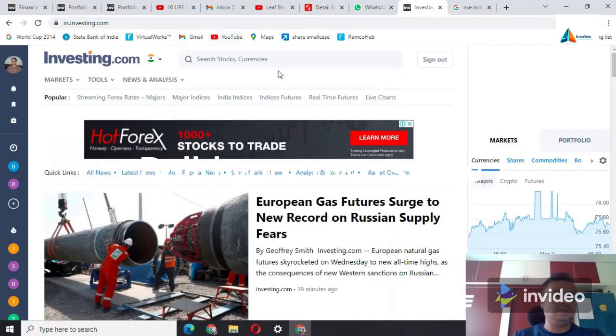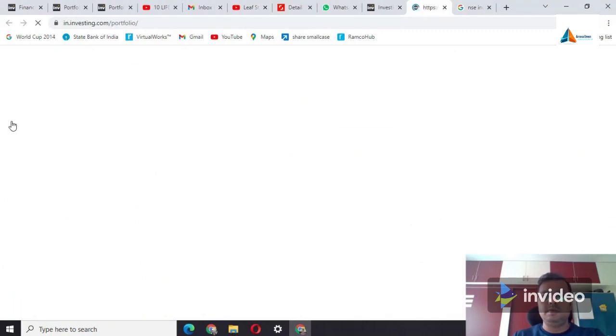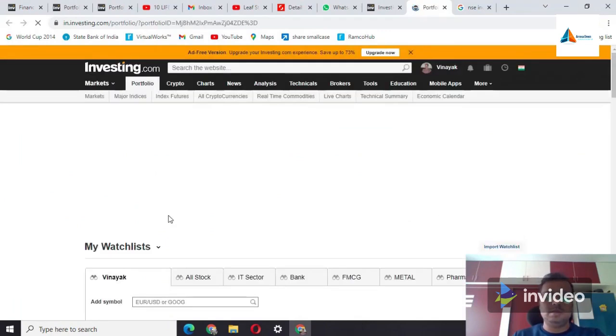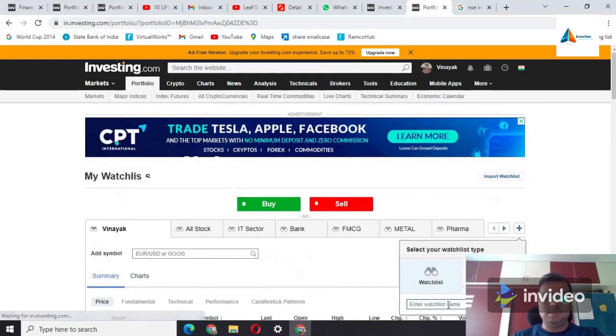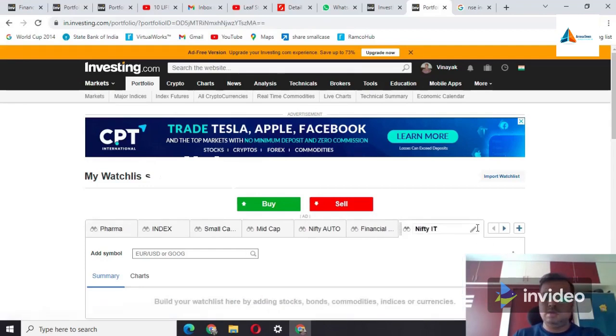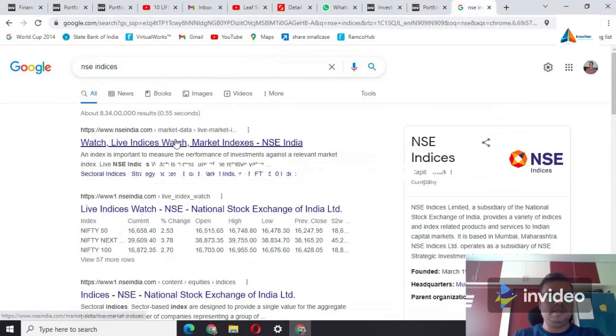So how do we do this? How do we create a portfolio? This is the portfolio section where you can create portfolios to watch stocks. You can name it as sample, or you can name it Nifty IT. Nifty IT stocks, so I'll just create it. This is where we'll add all the Nifty IT stocks. Where do we get that?